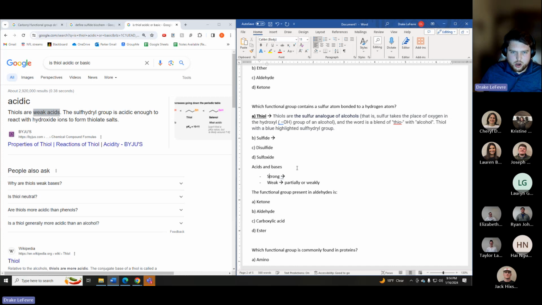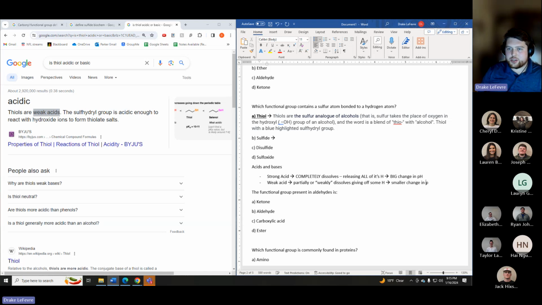Let's start with acids. So strong acid, weak acid. A weak acid partially or weakly dissolves, giving off some hydrogen. So it gives off some hydrogen, not all of them break down. It likes to hold on to its hydrogen a little bit longer, so it's not going to release all of its hydrogen right away. A strong acid completely dissolves, releasing all of its hydrogen. Big change in pH.